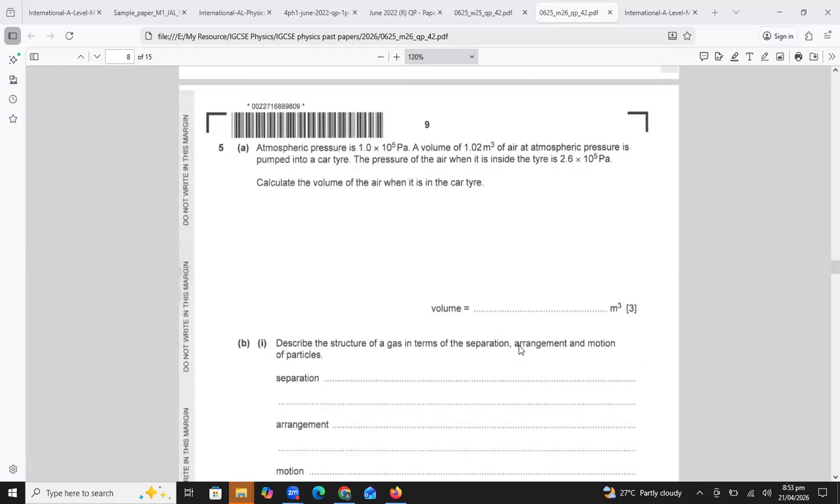So we have to calculate the volume of the air. So it's a very simple question, students. Yes, it's a repeated question. Yes, well done, Vanya. This question is a repeated question.